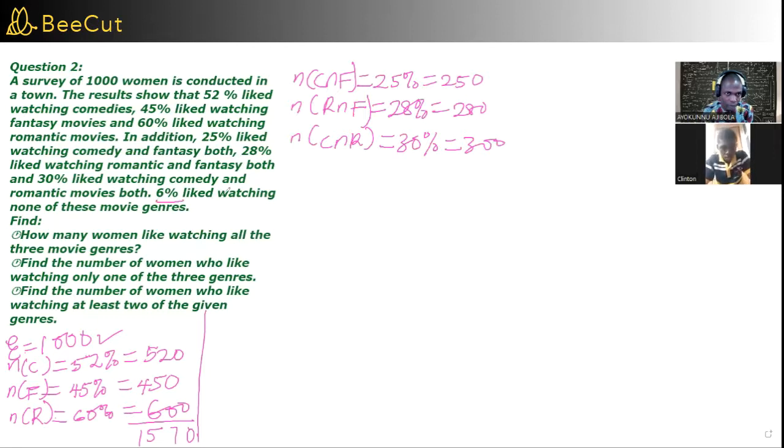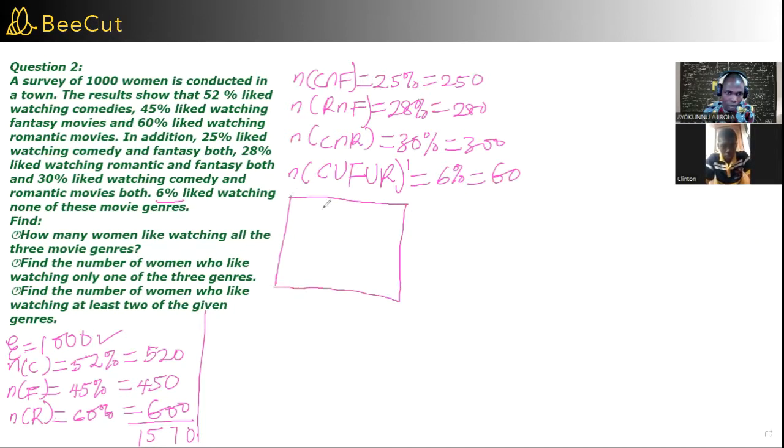Lastly, 6% don't watch any. So that is the number of comedy union fantasy union romantic, complement, because they do not participate in any of them. That's why it is complement. So that one is 6%, which is 60 women. Having this, we now bring up the Venn diagram.